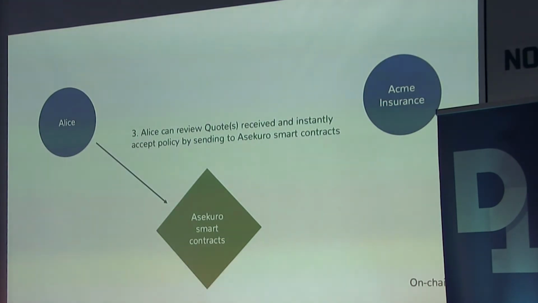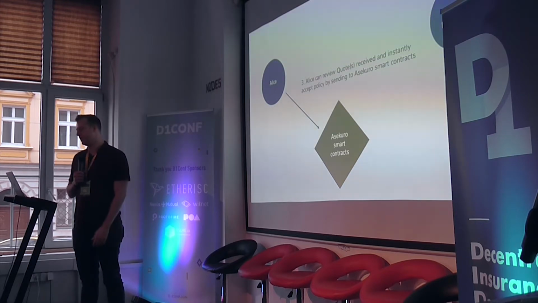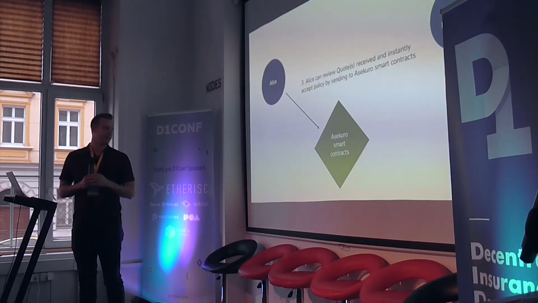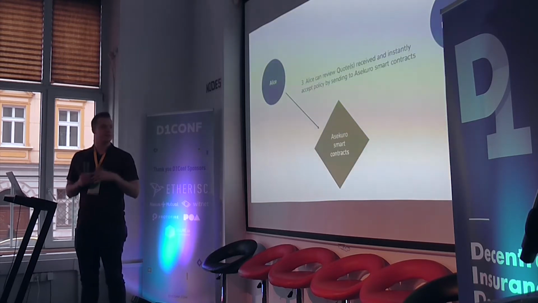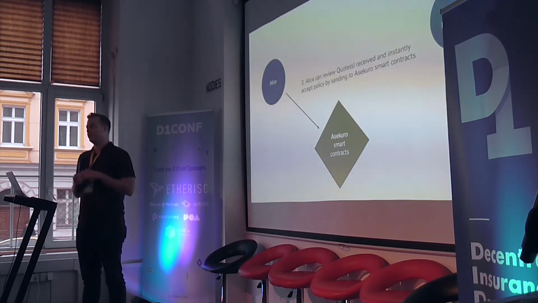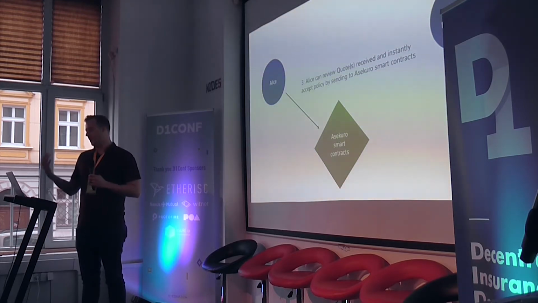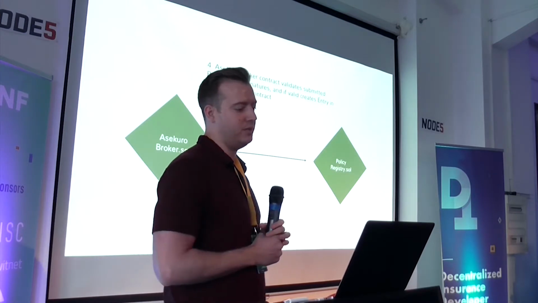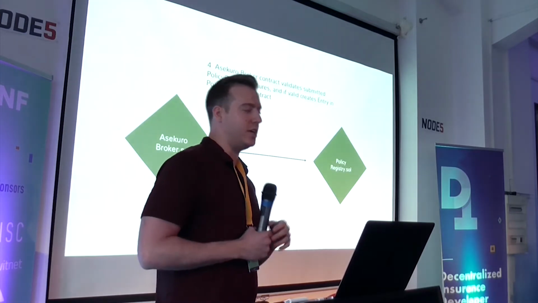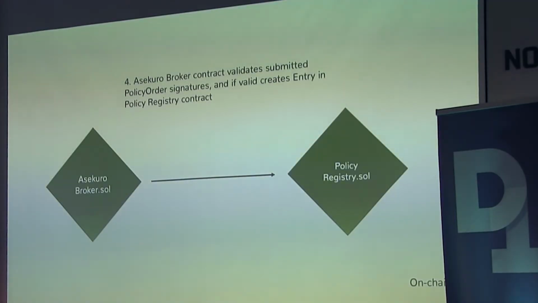Alice can review that quote and maybe others that she's received and instantly accept that policy by sending it to the Asekuro smart contract. So in the same way that 0x protocol or Dharma or any of these decentralized protocols operate, you take the data and you submit it on chain to the contract, and in the next step you'll see that the contract will validate the submitted data, check the signatures, and if it's valid it will create an entry in our public policy registry.